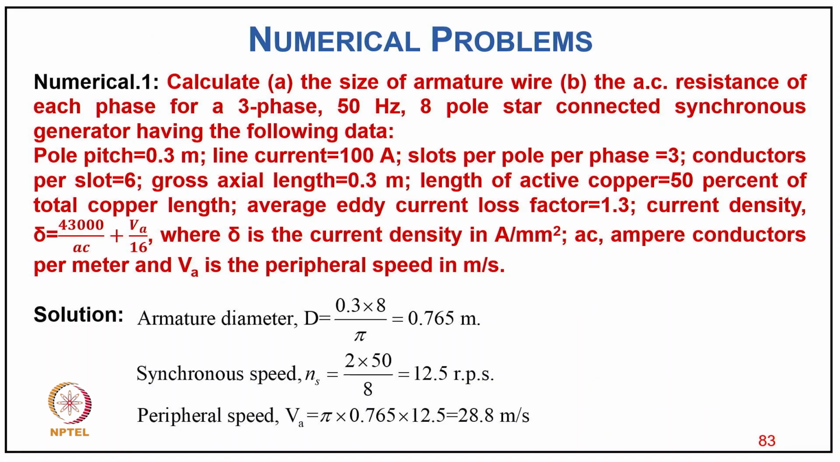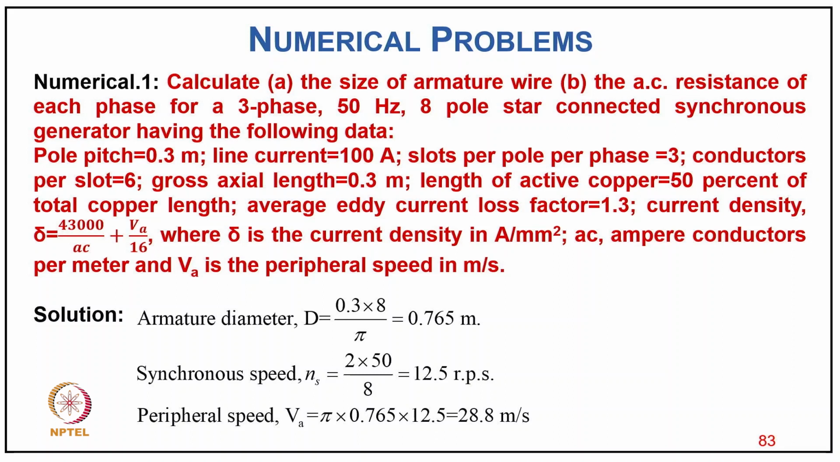Calculate A, the size of armature wire, B, the AC resistance of each phase of a 3-phase 50 Hz 8-pole star connected synchronous generator having the following data. Pole pitch equal to 0.3 meter, line current 100 ampere, slots per pole per phase is 3, conductors per slot is 6, and gross axial length is 0.3, length of active copper 50% of the total copper length, and average eddy current loss factor is 1.3, current density delta equal to 40,000 by AC plus VA upon 16, where delta is the current density, AC is ampere conductor per meter, VA is the peripheral speed in meter per second.